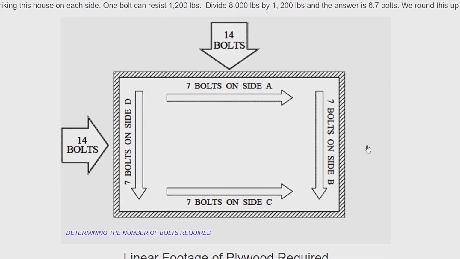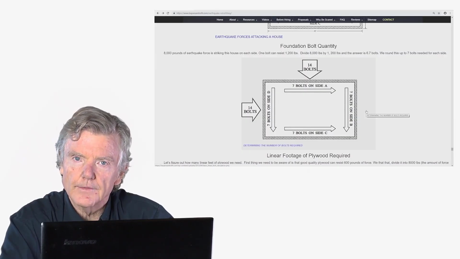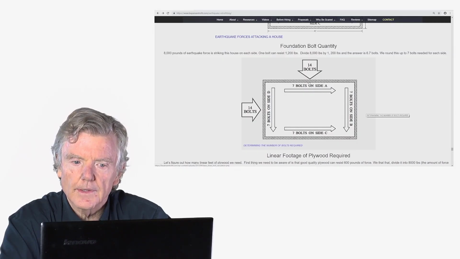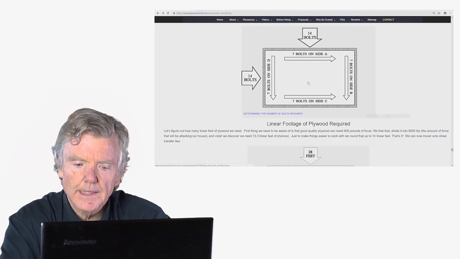And when we figured out the capacity of our bolts, we determined that we're going to need 14 bolts total. So to resist 16,000 pounds, we're going to have to put in 14 bolts to resist that. So on this one side, we're going to put 7 bolts over here, 7 bolts over here, and now 7 plus 7 equals 14. So that gives us the 16,000 pounds of resistance that we need.